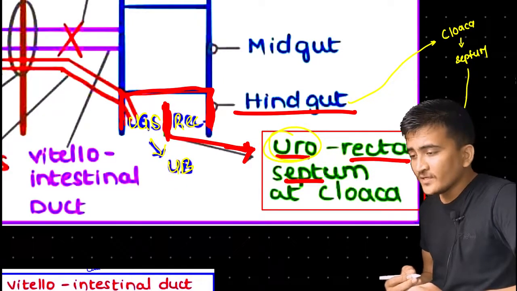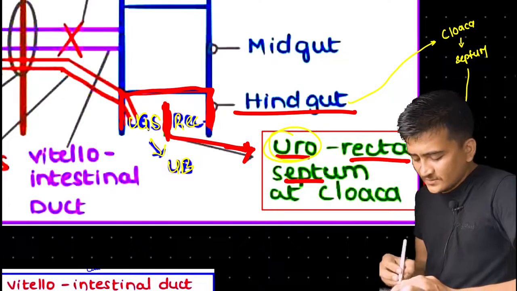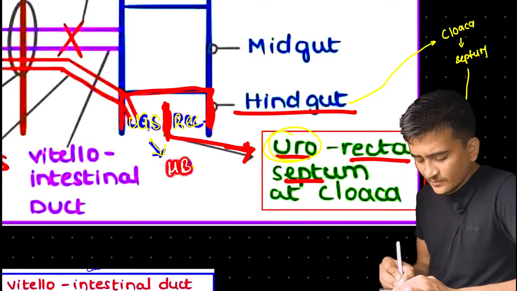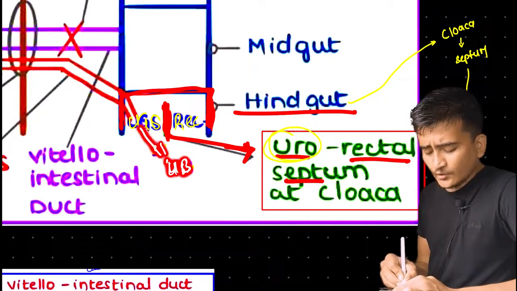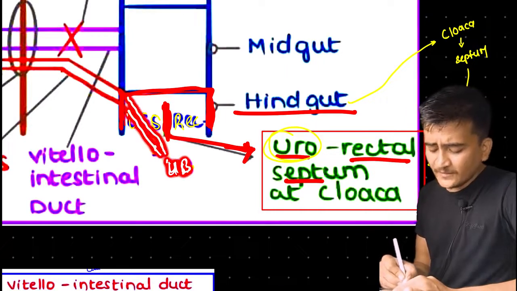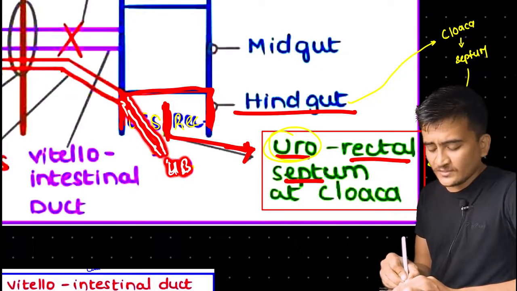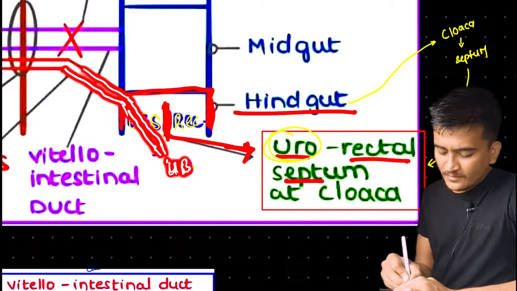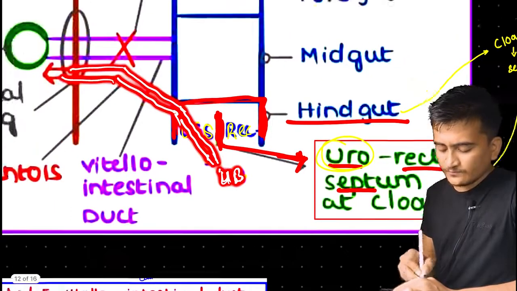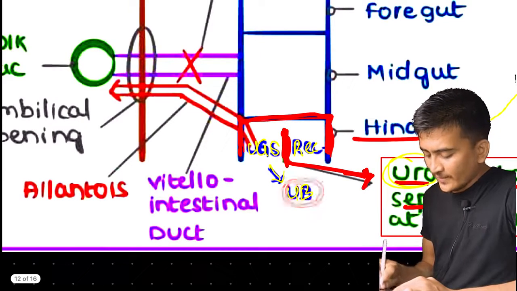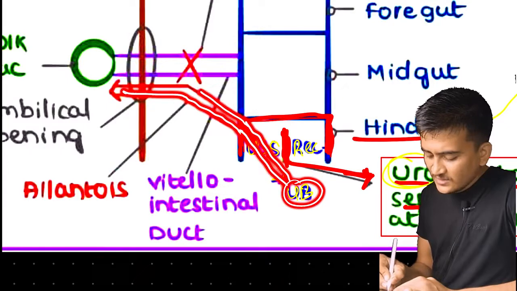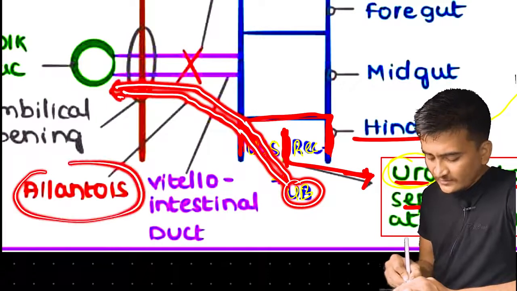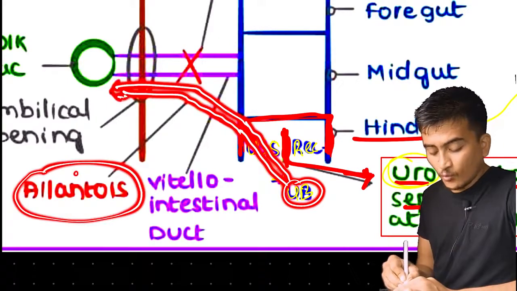Urinary bladder. Okay, so what happens is the tip of the urinary bladder, the opening at the tip of the urinary bladder, contains what? It contains our allantoic duct. The tip of the urinary bladder contains the allantoic duct, and this allantoic duct opens in the umbilical opening.